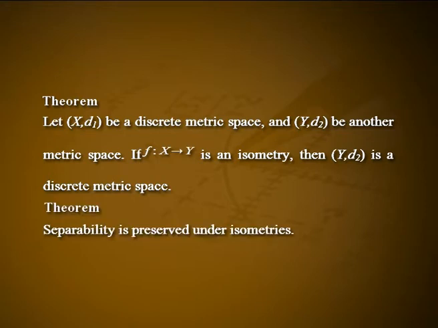Theorem: separability is preserved under isometries. Proof: let (X, d1) be a separable metric space and (Y, d2) be another metric space. Let f from X to Y be an isometry. We shall show that (Y, d2) is separable. Assume that A is a countable and dense set in X. Since f is bijective, f(A) is countable. Let y be a point in Y minus f(A).